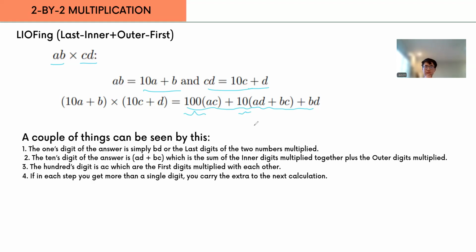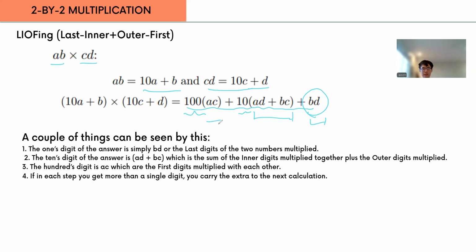From this expansion, you can see that the units digit of your answer is going to be the units digit of BD, because the other terms are all multiplied by 10 and 100, so they won't have any effect. If we calculate BD first, we automatically know the units digit of our answer. Then the tens digit is AD plus BC, plus whatever carries over from BD, because the AC term will not affect the tens digit place. And then the hundreds digit is AC, with more carrying over involved.